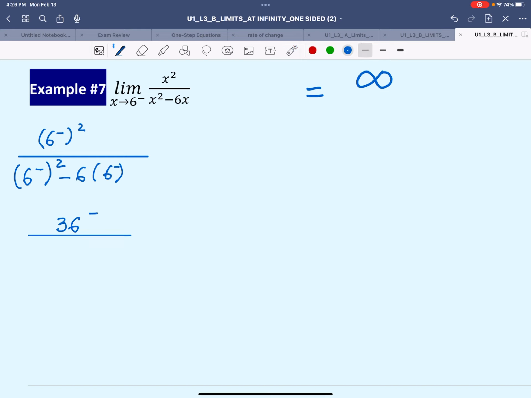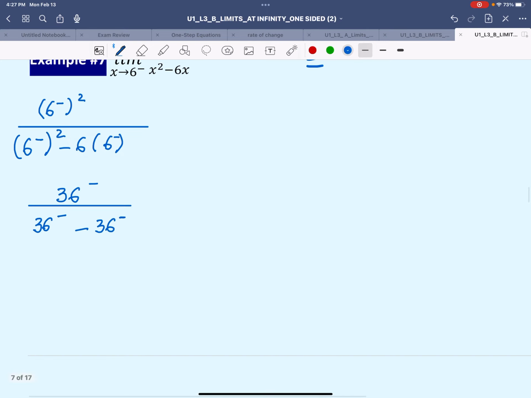Now in the denominator, again, we have 36. We just discussed that this would be 36 minus and minus. And now we have 6 times 6 minus is, again, 36. And what you have in here is full number 6 times 5.999. So that would be 36, a little bit less. So what we have in here is some constant number. And down here we have the difference of two numbers.